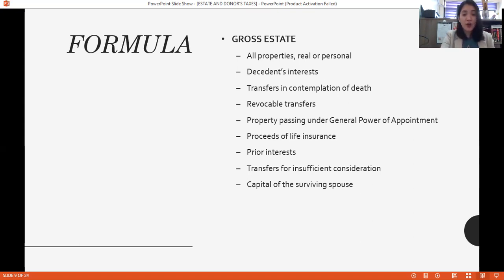Then we have capital of the surviving spouse. Di ba, remember, kanina sinabi natin na half ng conjugal or community property, i-deduct talaga natin yun. Ay, part yun, di ba? I-deduct natin yung half. So therefore, yung entire conjugal or community property should be included as part of the gross estate. Kasi later on, sa allowable deduction, i-deduct natin yung half.